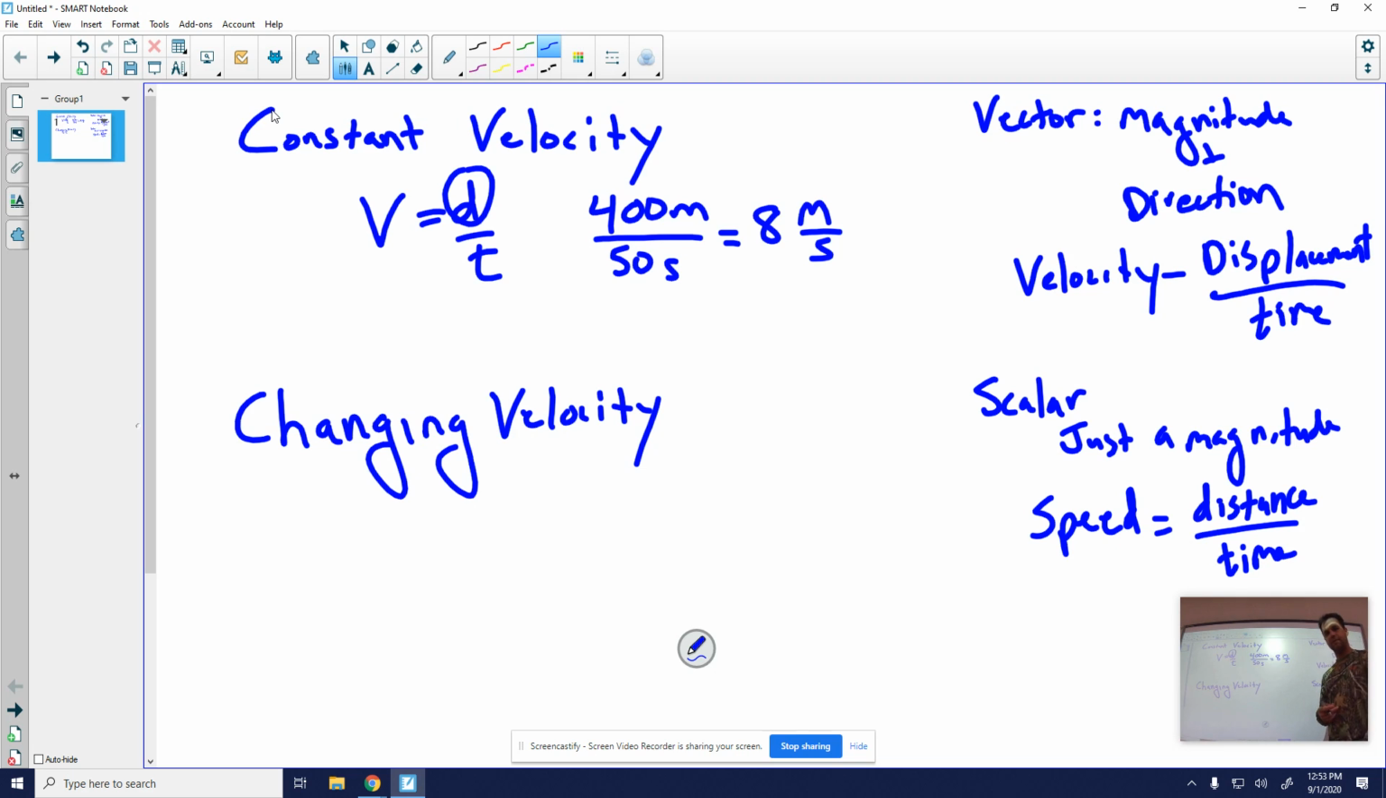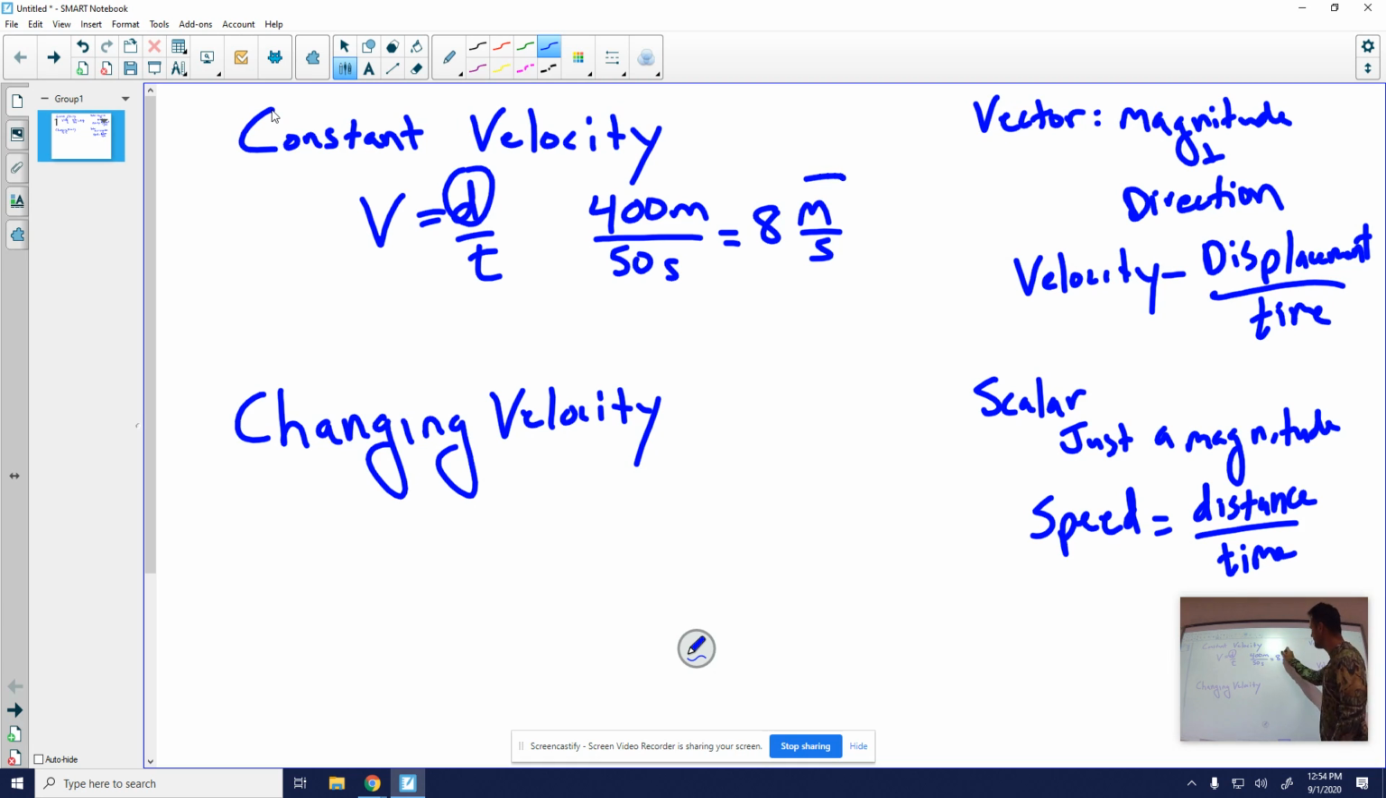Usually we're not going to have any lefts and rights. In this particular unit, we're going to call it one-dimensional kinematics, so the only directions you can go in this unit are forward and backward. So we're going to have positive velocities and negative velocities. Forward is going to be a positive velocity, backward is going to be a negative velocity. Okay, so that's for constant velocity.